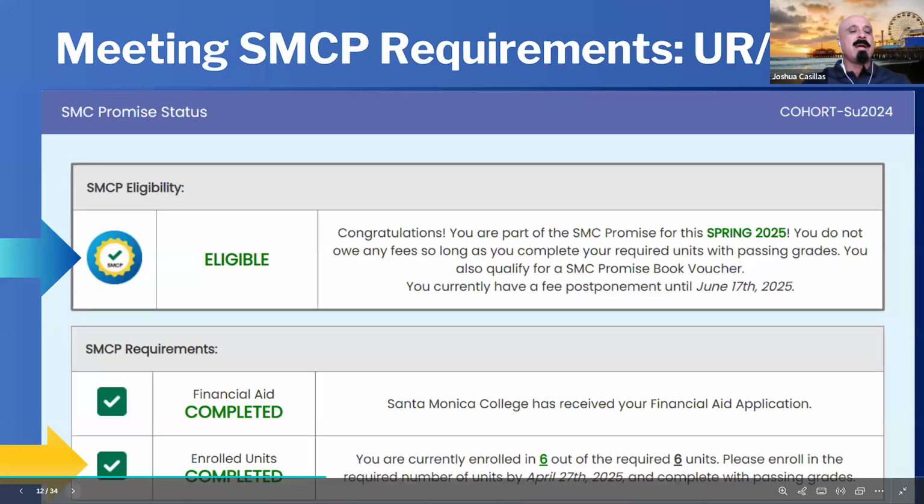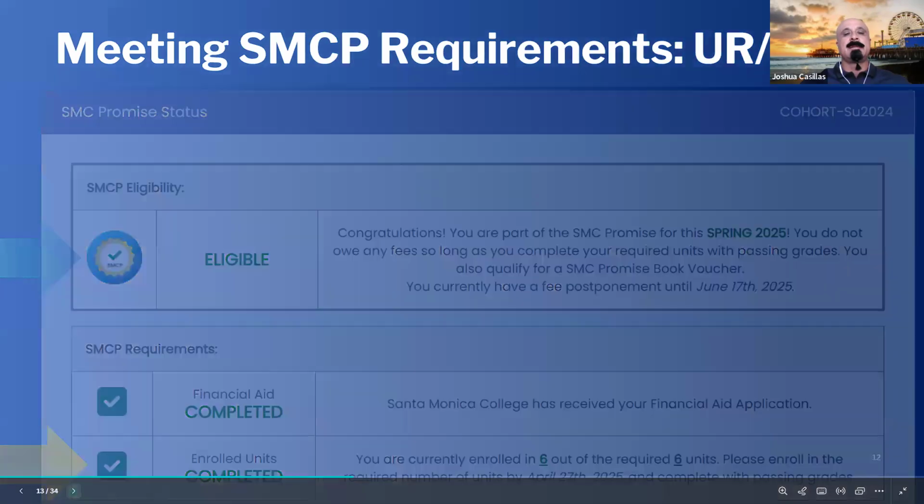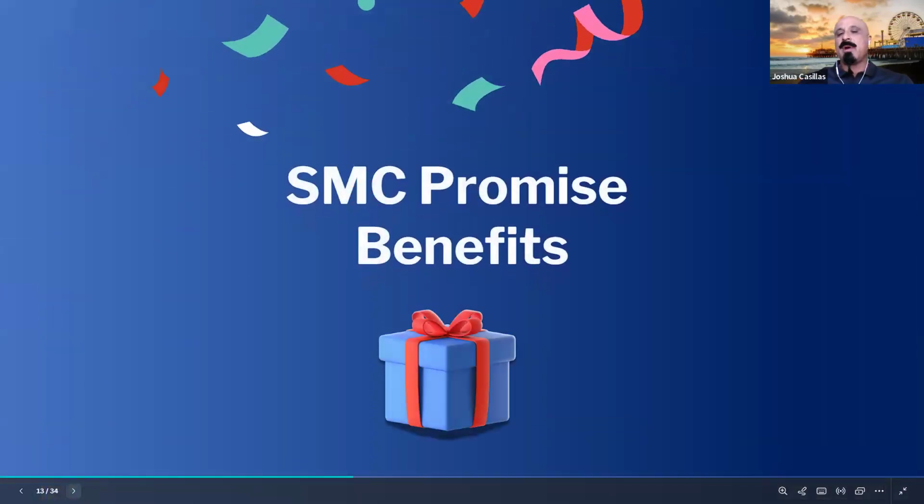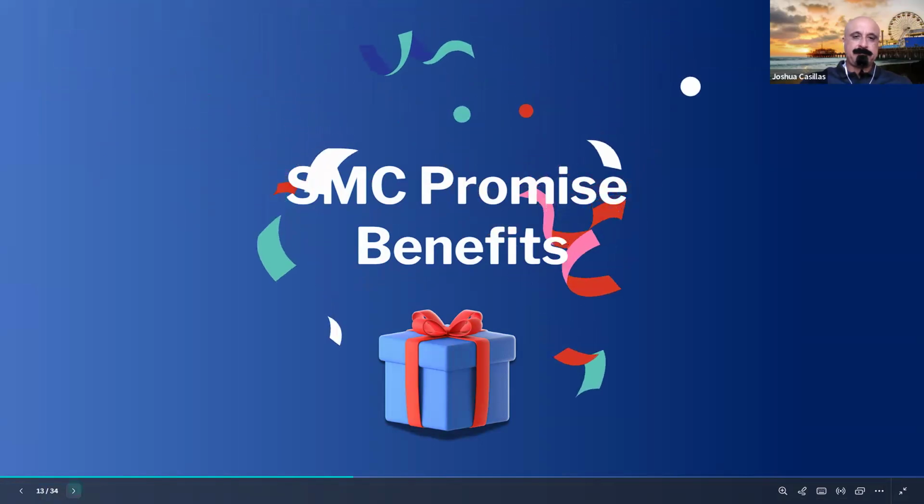You can look up at the blue arrow column. Once again, they're receiving the blue badge, the SMC Promise badge. That means they're meeting all the requirements. It tells them they're still eligible. And read the information, it gives the information up there. Once again, a brief overview of their status. The SMC Promise benefits.